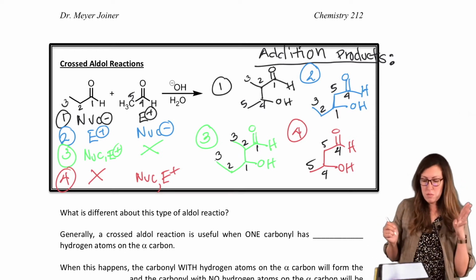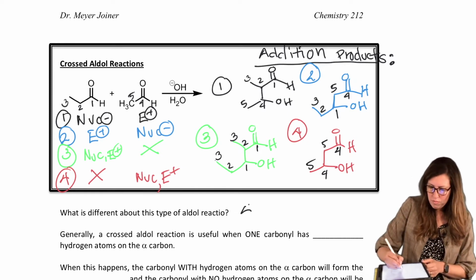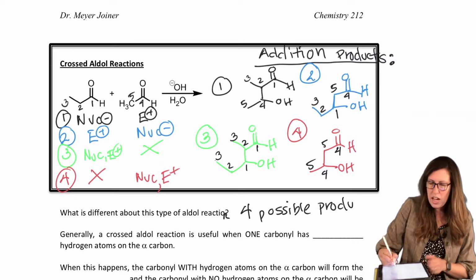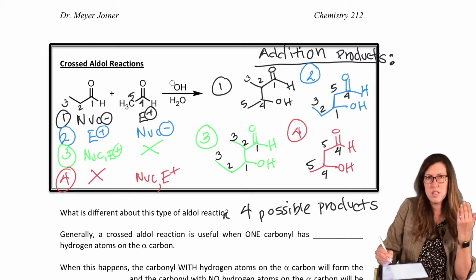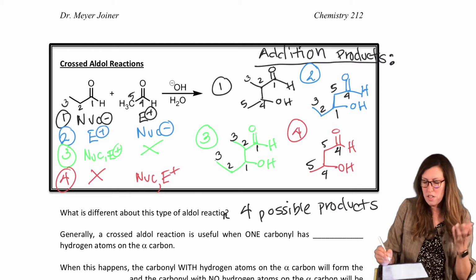So 4 possible products. Not even counting stereochemistry. We're just talking about different unrelated products. They're not even isomers, right?